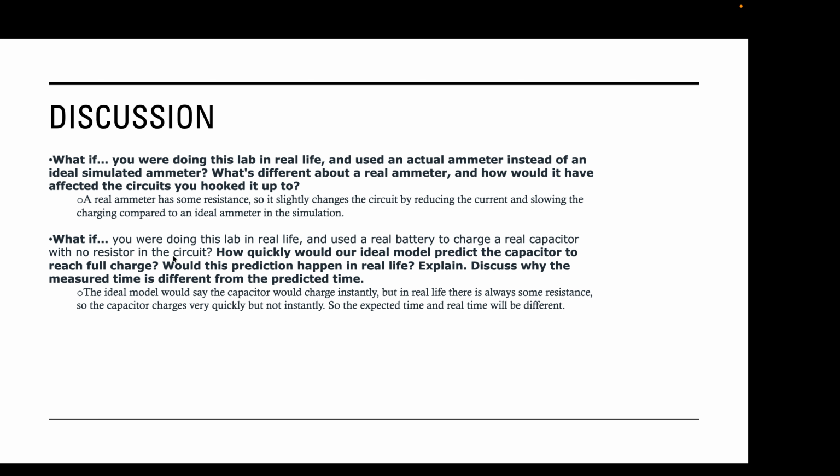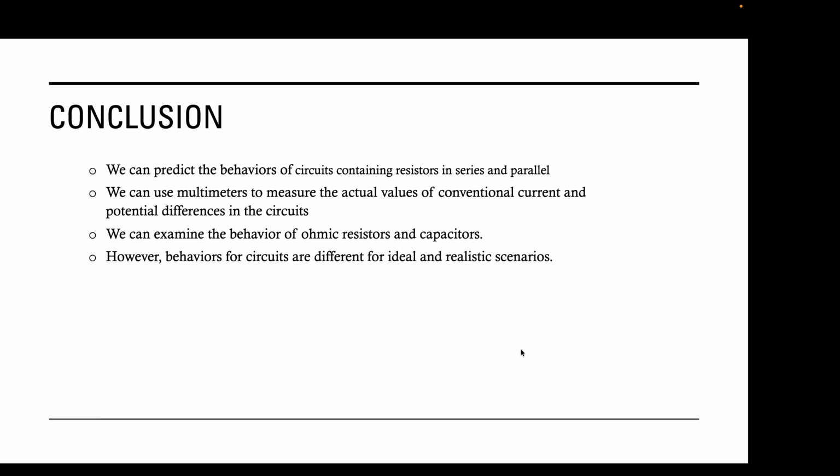And what if you were doing this in real life and used a real battery to charge a real capacitor with no resistor in the circuit? How quickly would our ideal model predict the capacitor to reach full charge? Would this prediction happen in real life? Explain and discuss why the measured time is different from the predicted time. The ideal model would say the capacitor would charge instantly, but in real life there is always some resistance. So the capacitor charges very quickly but not instantly, so the expected time in real life will be different.